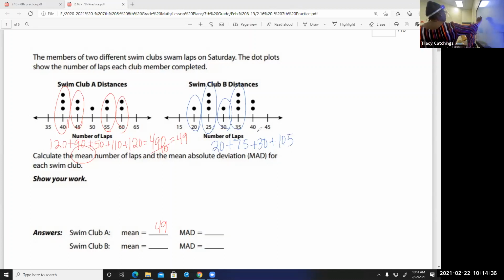That seems about right. 40 times 2. All right, add it all up. All right. How many total dots? All right. So that will give us what? Good job.